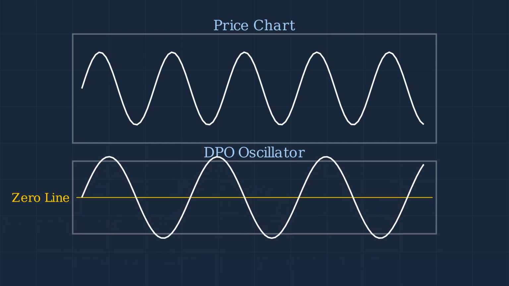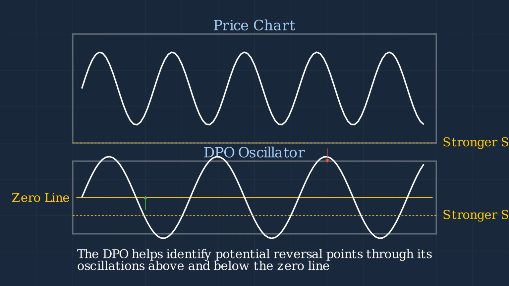The further the DPO moves from the zero line, the more significant the deviation from the historical average. These extreme values typically indicate stronger potential reversal opportunities, as the price has deviated significantly from its historical norm. Traders look for these extreme DPO readings as potential entry or exit signals, especially when they start moving back toward the zero line.